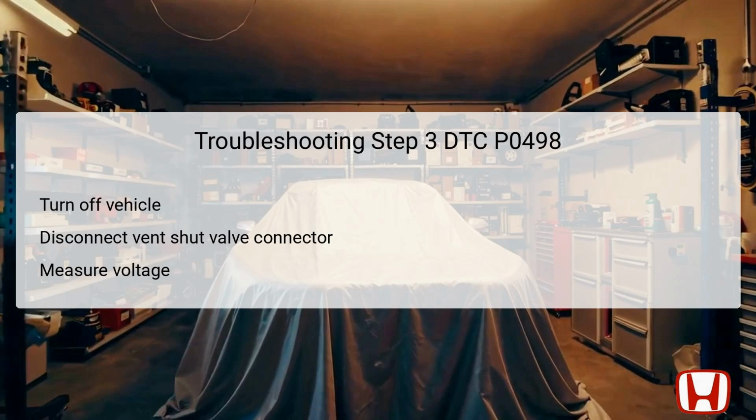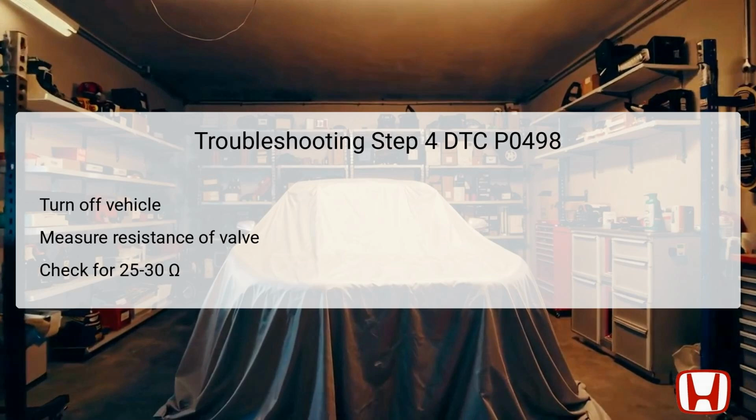If battery voltage is present, the FI subwire is functioning correctly, and you can proceed to the next troubleshooting step. Conversely, if there is no voltage, it indicates an open circuit in the wiring that needs to be repaired or diagnosed further. Step 4 involves conducting an internal resistance check of the EVAP canister vent shut valve.